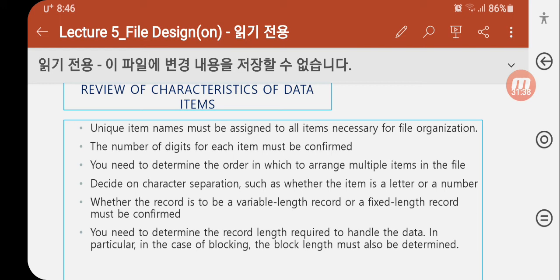Whether the record is to be a variable length record or fixed length record must be confirmed. You need to determine the record length required to handle the data. In particular, in the case of blocking, the block length must also be determined.